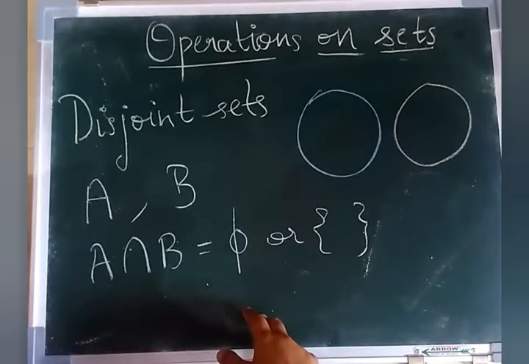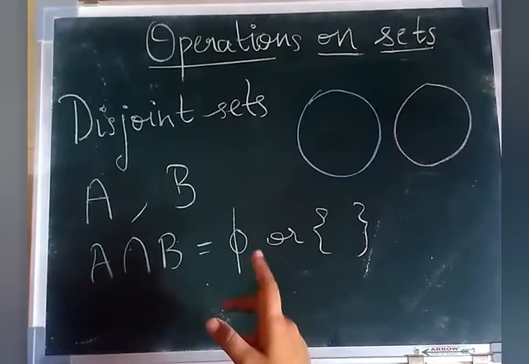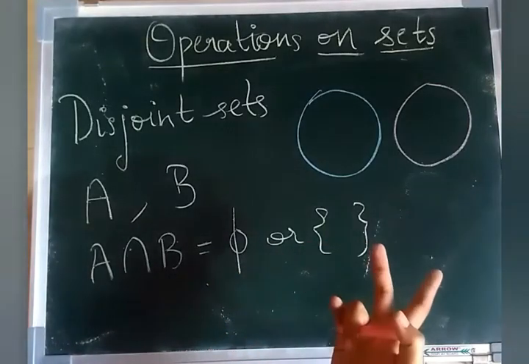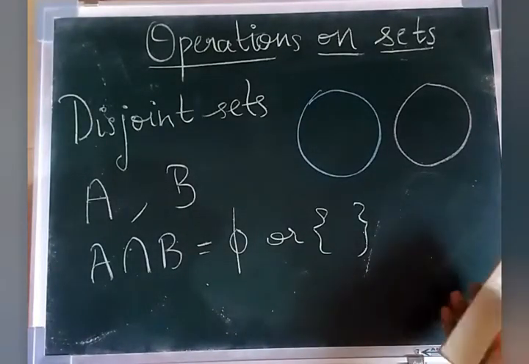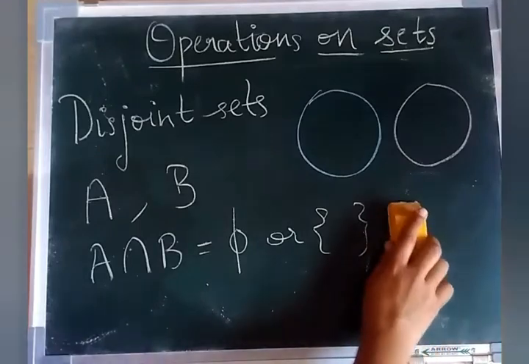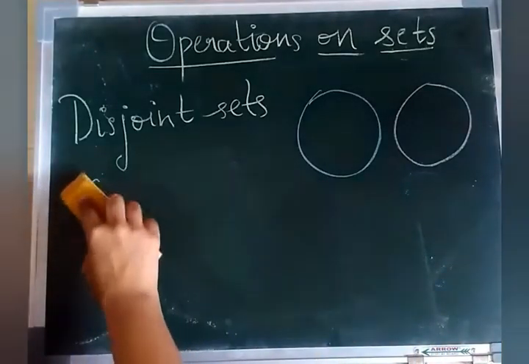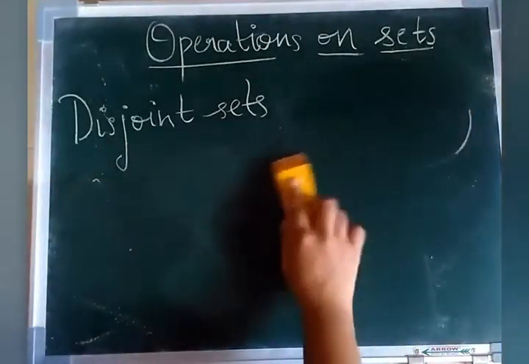So if we want to define it, we can say that let A and B be two sets and there is no single element common to A and B, then A and B are called disjoint sets. You will write down the definition once.